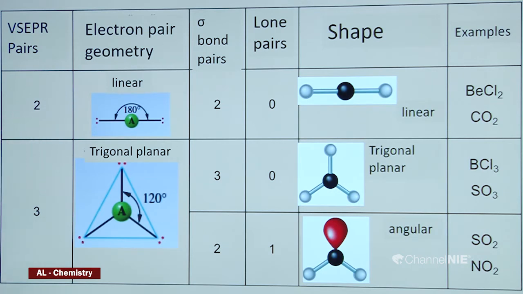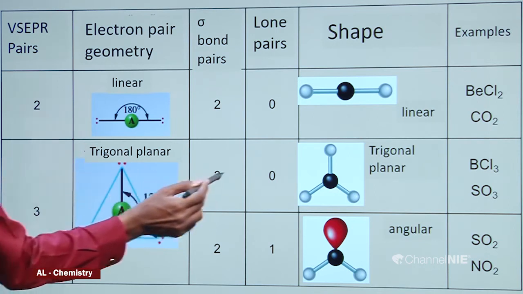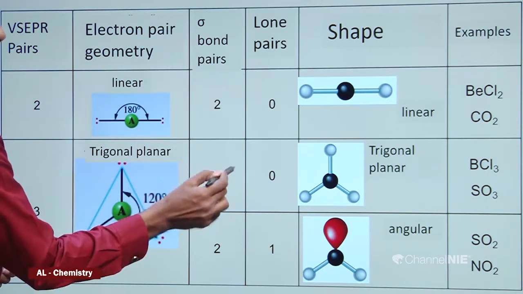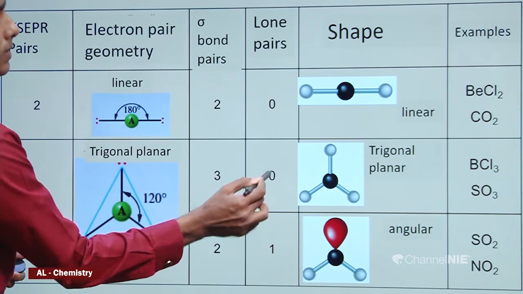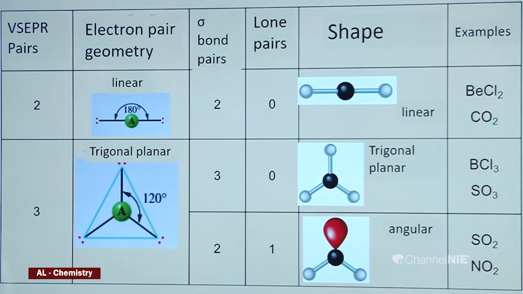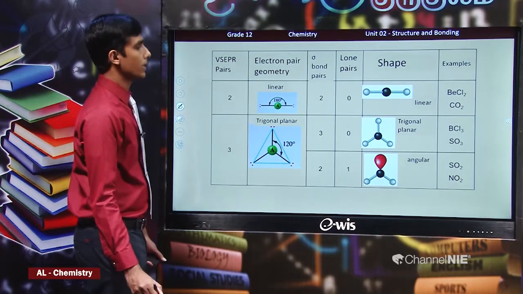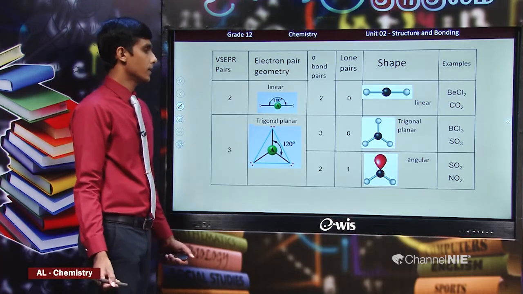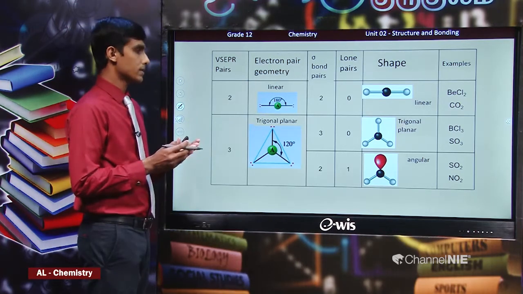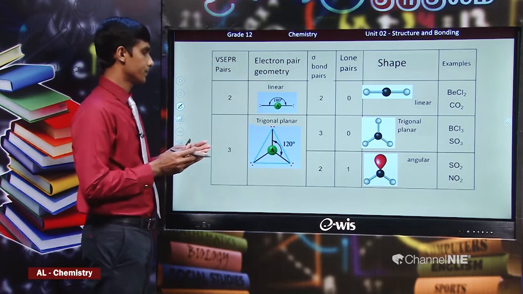Arrangement is trigonal planar. But in the trigonal planar arrangement, if all three are sigma bond pairs, no lone pairs, then the shape is also trigonal planar. Examples given are BCl3 and SO3, only sigma bond pairs around the central atom, no lone pairs.